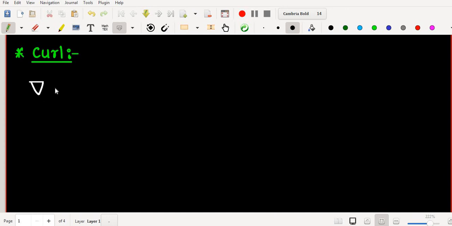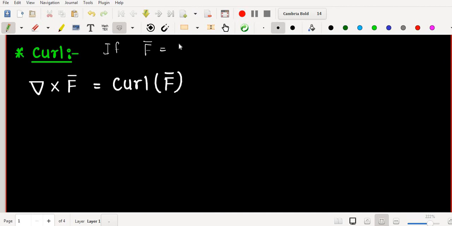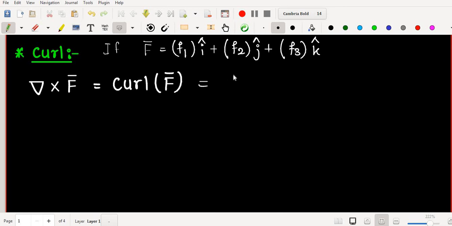When the vector differentiation operator del operates on a vector point function f bar by using vector multiplication or cross product, we get the curl of the vector function f bar. If f bar is defined as f1 along the x-axis, f2 along the y-axis and f3 along the z-axis, then mathematically we can find the value for curl by calculating a determinant.